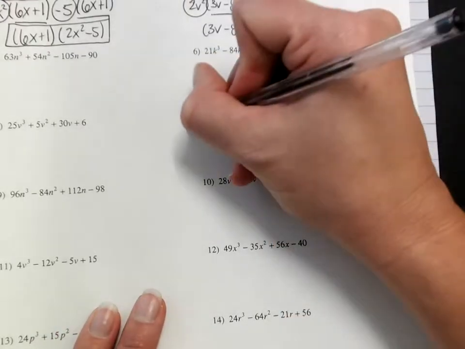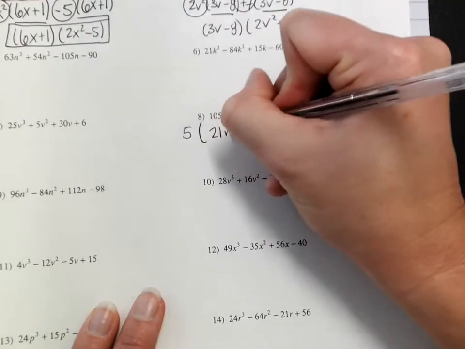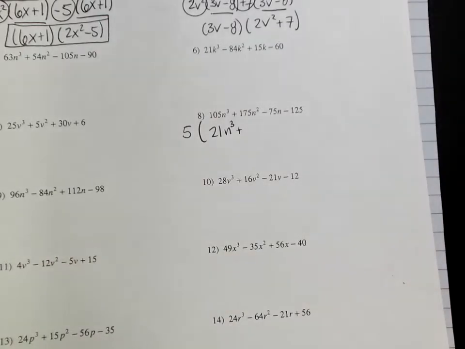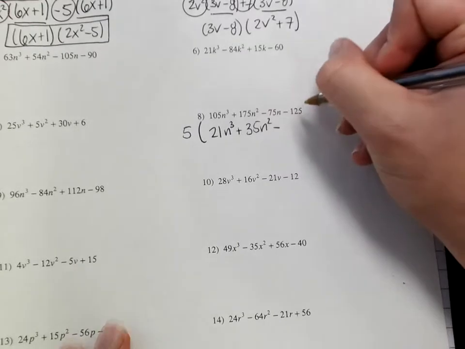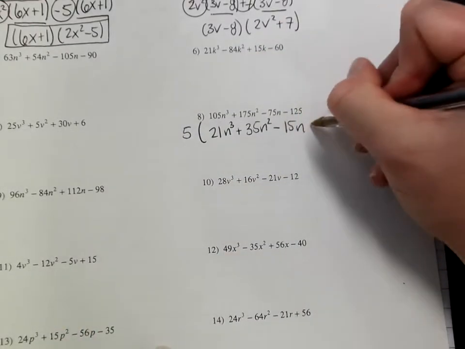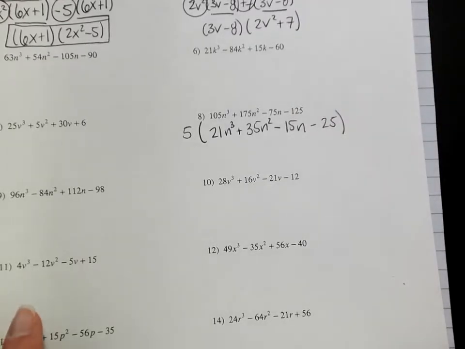Step 1, I could take 5 out of all of that stuff. That leaves me with a 21n cubed plus, I'm cheating and using my calculator, 35n squared minus, no shame in my game, 15n minus 25. I had to do that one without a calculator. Now I can group, okay?